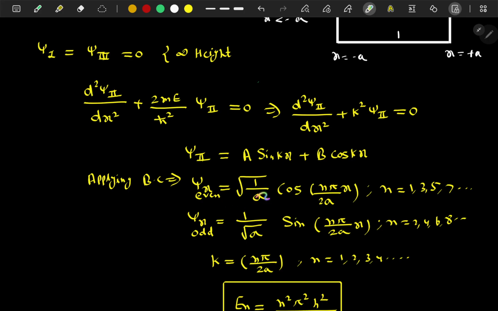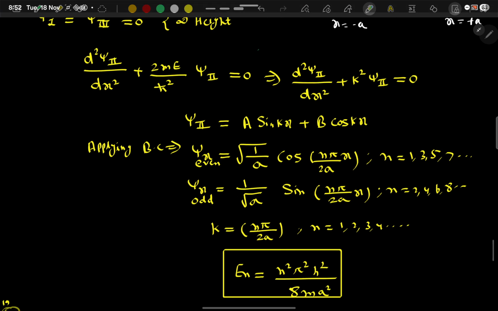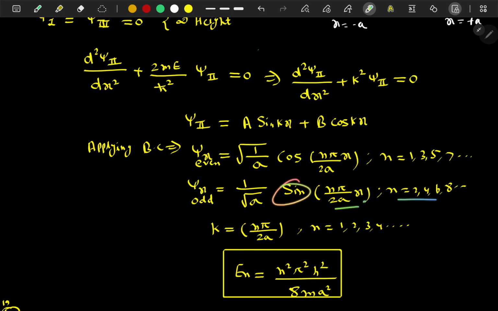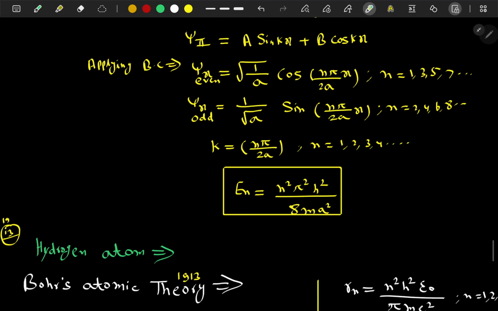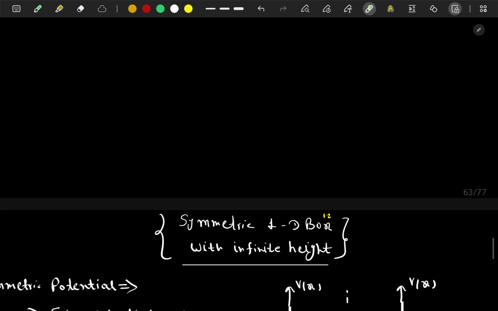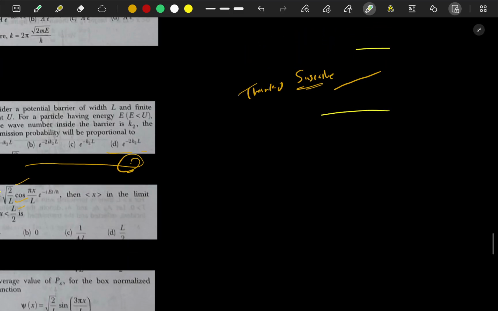Now when we apply the boundary conditions and solve as we usually do, psi of x for the even function will be under root 1 by a cos n pi by 2a x, and for the odd function, psi odd will be 1 by under root a sin n pi by 2a x, with n equal to 2, 4, 6, 8. Similarly, the energy will be n square pi square h bar square upon 8 m a square. It is very simple, it doesn't get asked in the exam. Just remember this as we have solved the questions earlier.